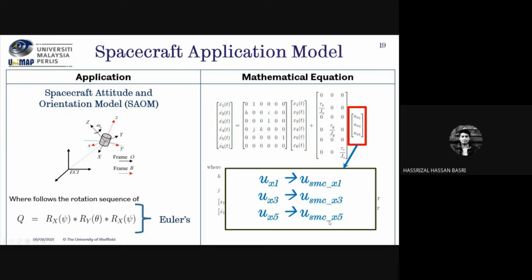So it means that, instead of having one sliding surface, because there are three inputs for my SAOM model, I need to have three sliding surface designs. If you still remember the sliding surface, we have sigma equal to e dot plus lambda e. So now I have lambda 1, lambda 2, and lambda 3. So there are three sliding surfaces for my SMC.